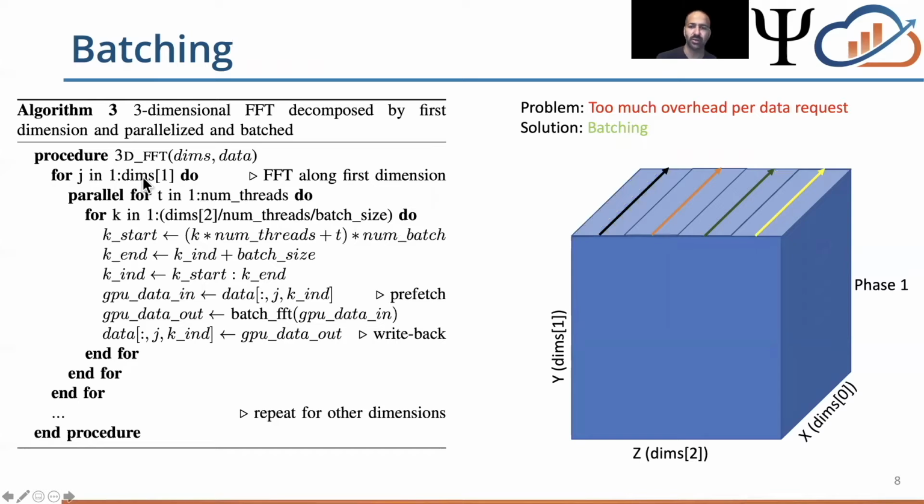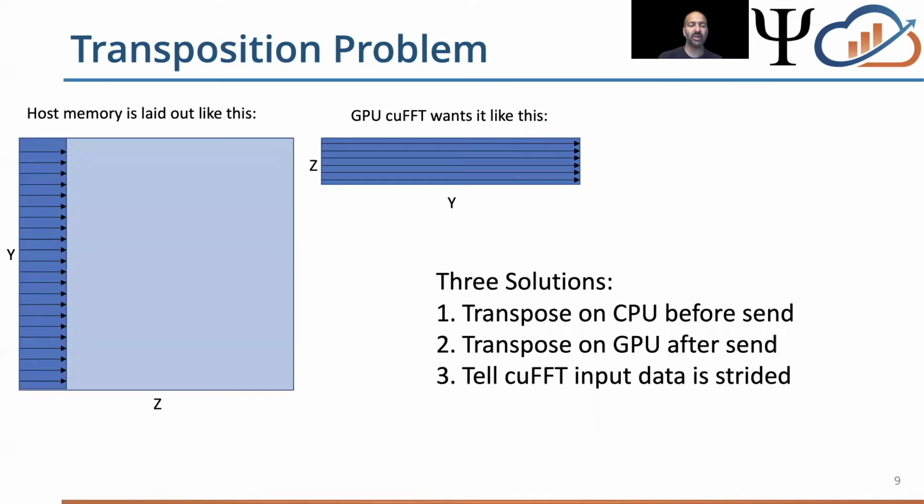It looks like this. Again, on phase 1, we're going to do all J, and then in the K direction, this direction, we're going to calculate a start and stop, and then we're going to say, give me all of the indices of that section into the GPU, do a batch FFT of all of these pencils, and then send the data back in the same way. Then we can repeat this for the other dimensions. So that solves the batching problem of reducing the PCI overhead.